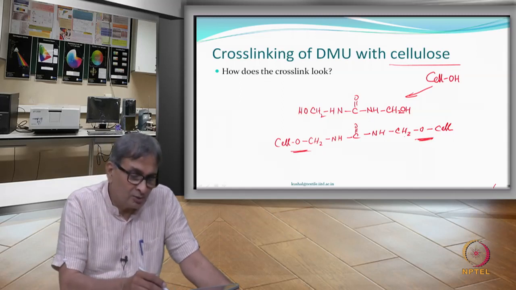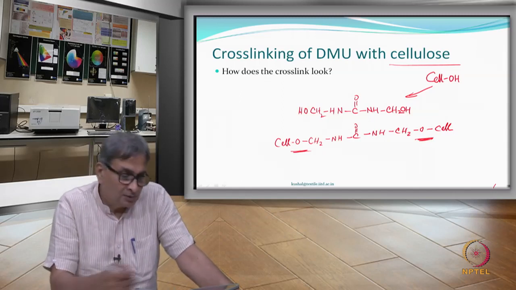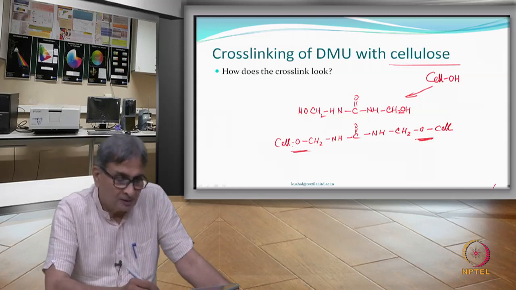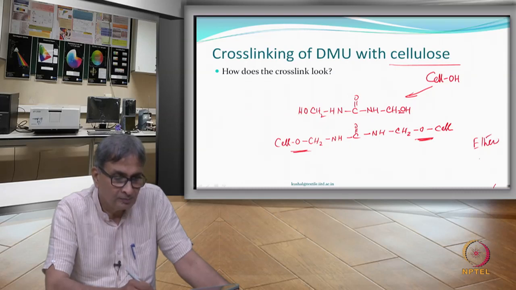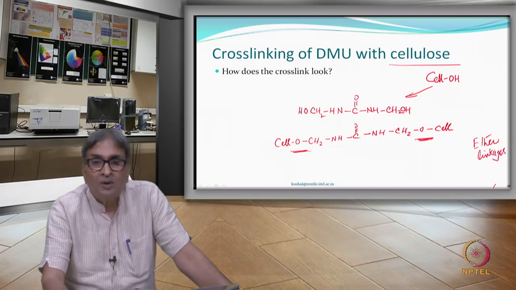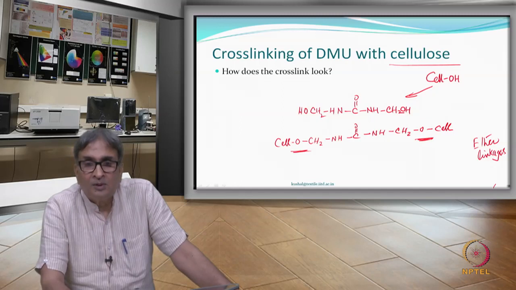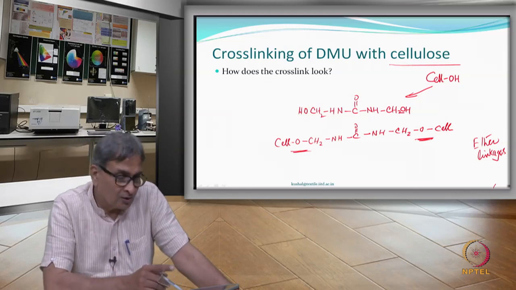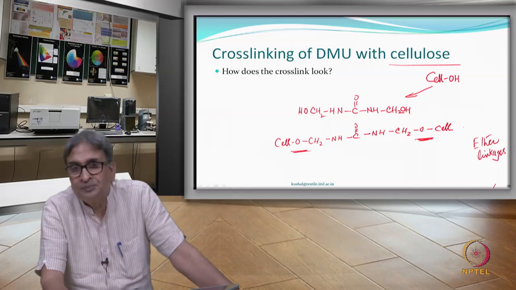So, basically CH2OC, CH2OC, what is this? What type of bonds are these? These are ether linkages. So, ether linkages are formed. So, a DMU, which is dimethylol urea, can react with cellulose to make a crosslink of this type.